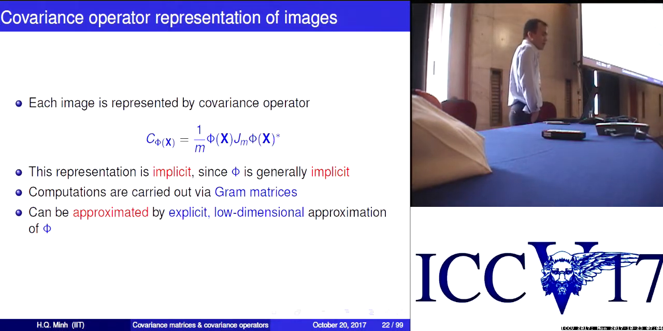To do it efficiently, what we can do is estimate it. We can approximate it by an explicit low-dimensional approximation of phi. So in the approximation version it would be explicit, but the implicit, exact formulation is infinite-dimensional.